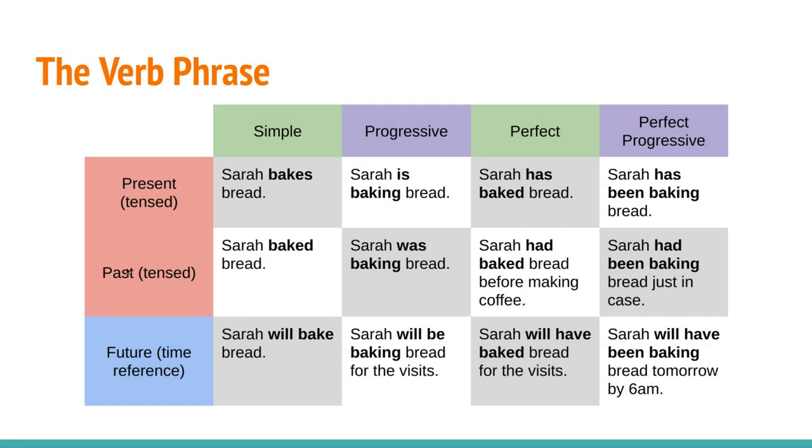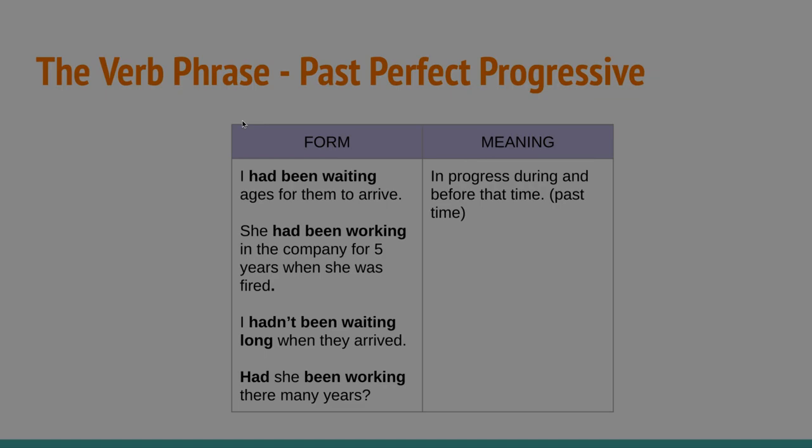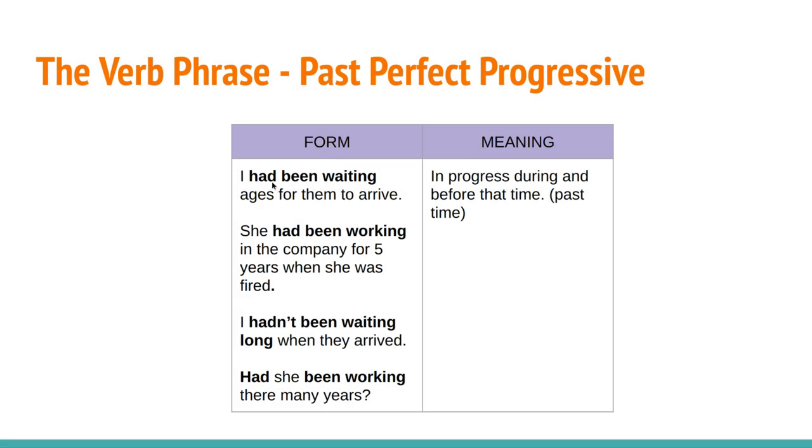And one last past tense is when we combine the past tense with the perfect progressive aspect. Of course, we have two auxiliaries: the auxiliary for the perfect aspect, the auxiliary for the progressive aspect, and the main verb is going to be in the ing form. Now, the auxiliary that marks tense is always the first one, had, and then the auxiliary in the middle marks the progressive aspect. I had been waiting, she had been working, I hadn't been waiting, had she been working, and the meaning is in progress during before that time.